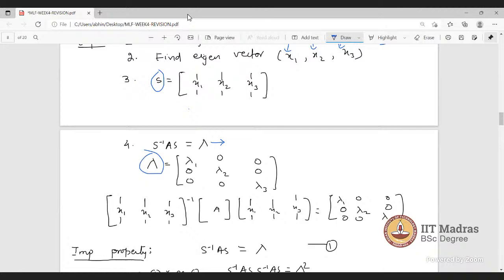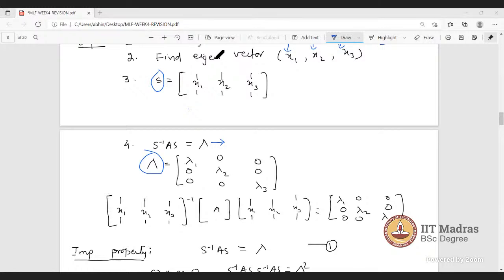Sir, but if we change the arrangement of x1 and x2 in S, then lambda 1 and lambda 2 will be changed in the arrangement, right? Okay, so for a given arrangement, it is going to be unique. If you take x1, x2, x3, then it will always be lambda 1, lambda 2, lambda 3. Yeah, so if you take x2 first, it will be lambda 2, lambda 1, lambda 3. So in that arrangement, this will be unique. So basically, you have to keep in mind that eigenvalues are always going to be unique and eigenvectors are not unique.